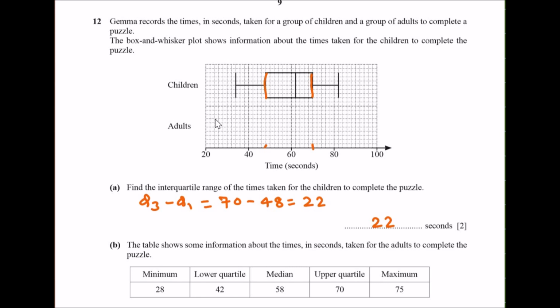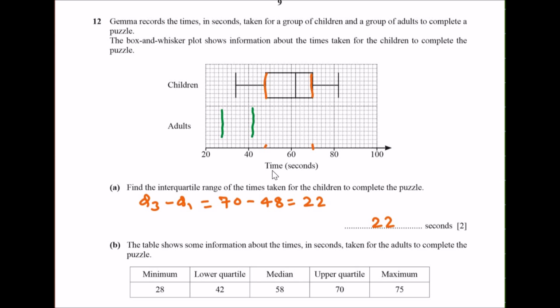So first, second, third and fourth line from here. 1, 2, 3, 4. Here. Next. Lower quartile is 42. 40 is there. So 42 means next line after 40. So 42 will be here. Okay. Next.